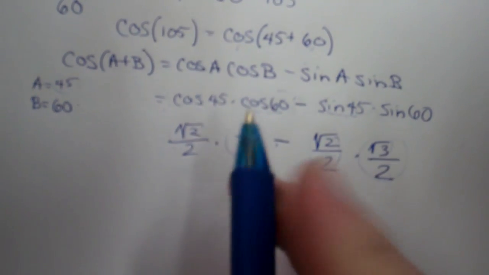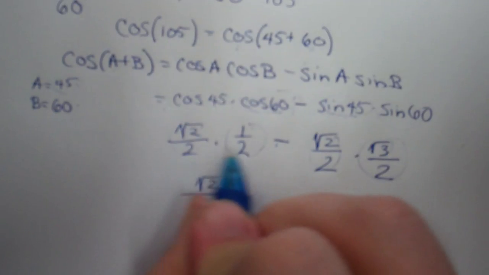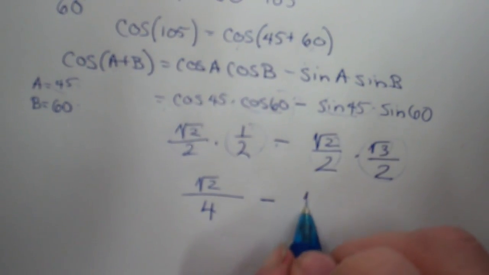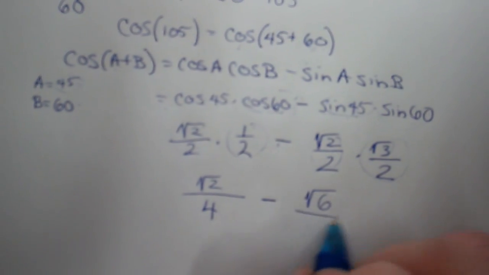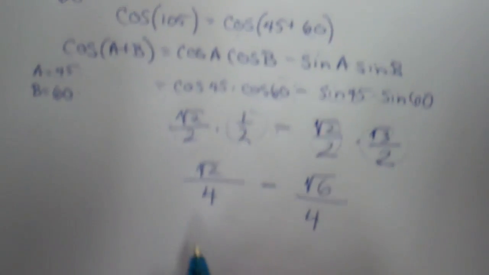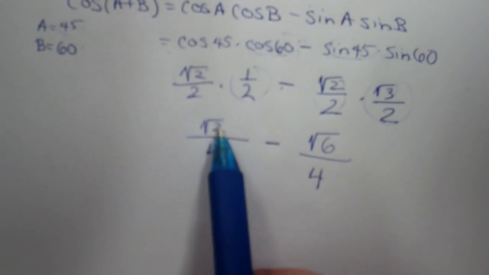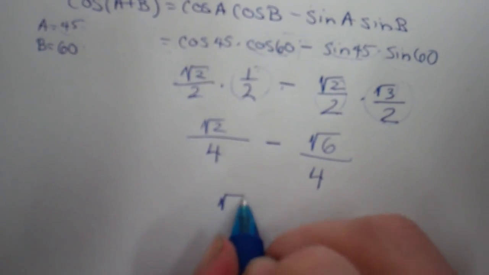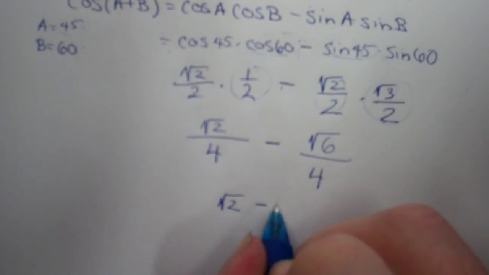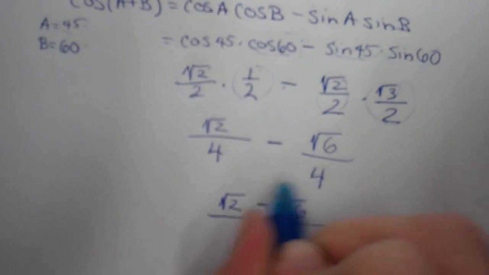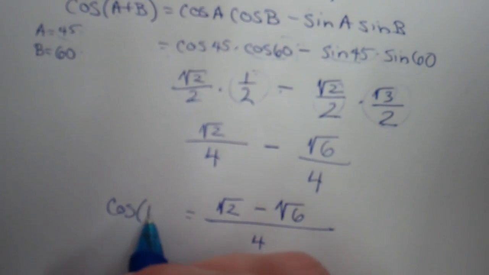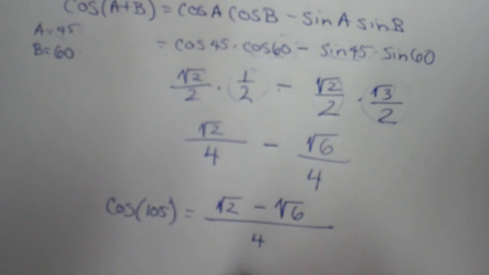So radical 2 times 1 is radical 2. 2 times 2 is 4, minus. Radical 2 times radical 3 is radical 6. And 2 times 2 is 4. We have common denominators. These are not common radicands, so we cannot combine them, but we can write this out as one fraction now. So this is radical 2 minus radical 6 all over 4. This cannot be simplified any further, and so really this is our answer. The cosine of 105 degrees is exactly this.